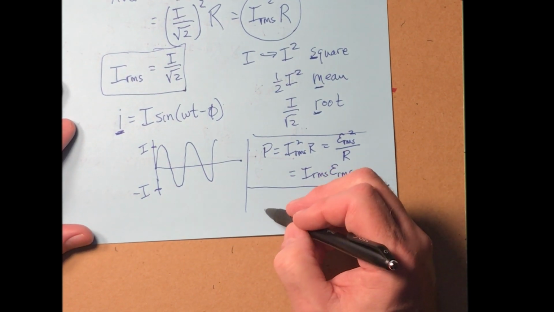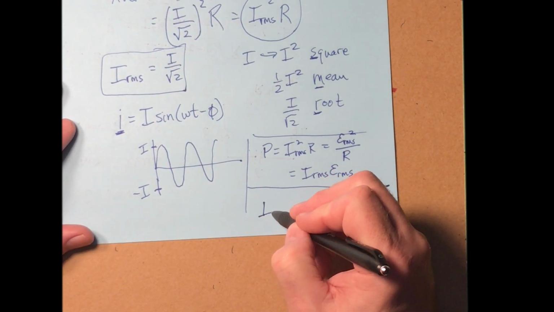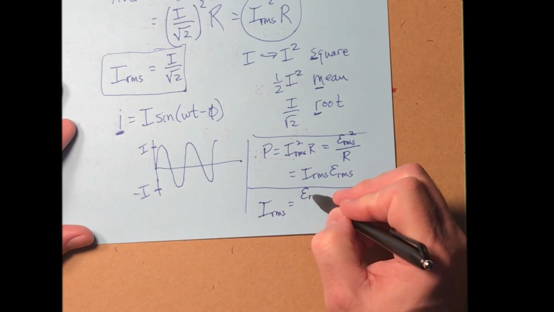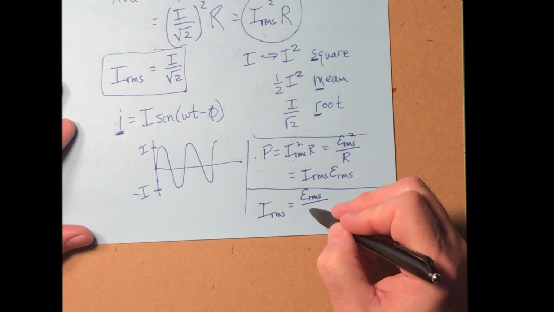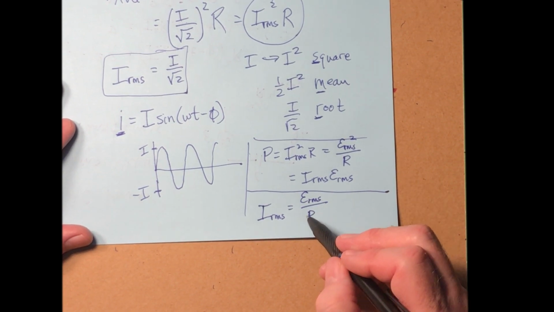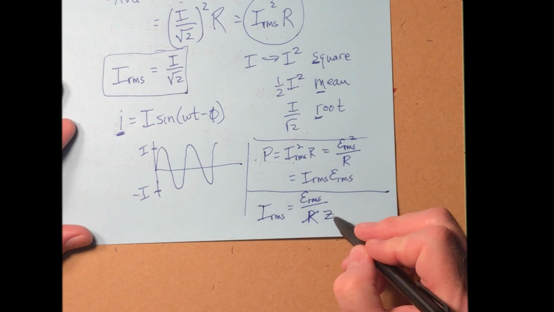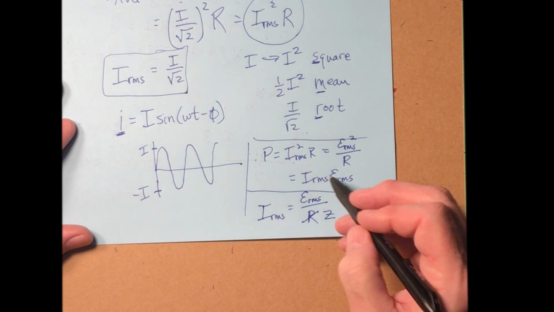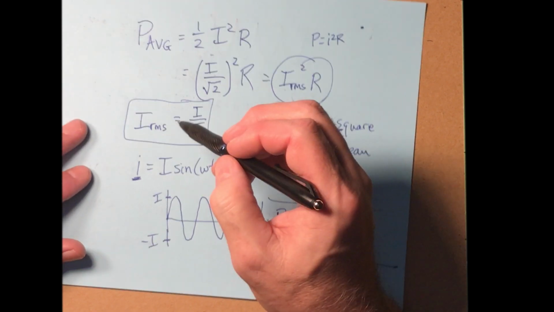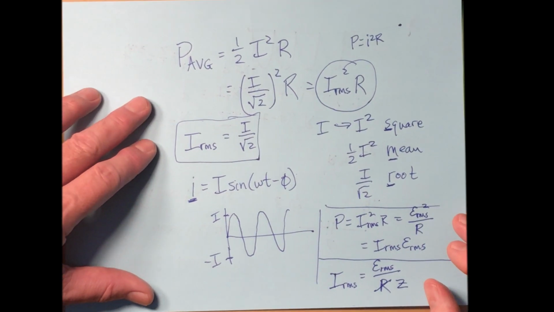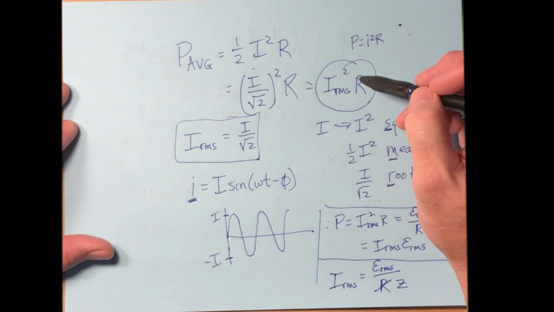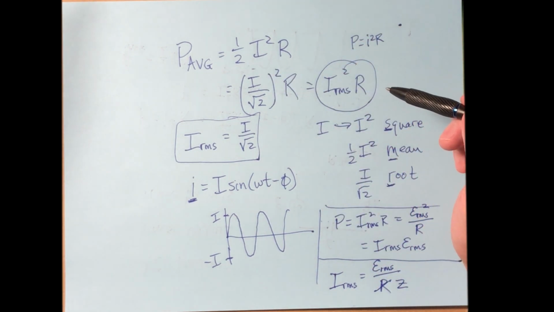Also, the other equations, like I RMS is equal to E RMS over R if you're talking about a resistor, or Z if you're talking about an impedance. So the old faithful Ohm's law works if you stick with RMS values. Okay, so I'm showing you this. The average power then is just I RMS squared R, like that.